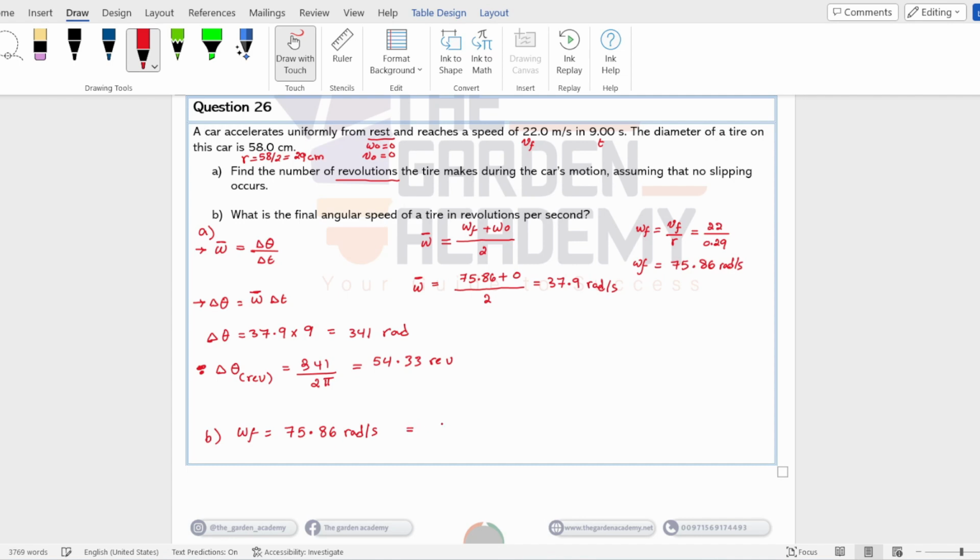So this is equal to 75.86 divided by 2 pi. And this is in revolutions. If we do the calculation, we get around 12.07. This is per second, sorry. Revolutions per second. And this is the end of question 26.